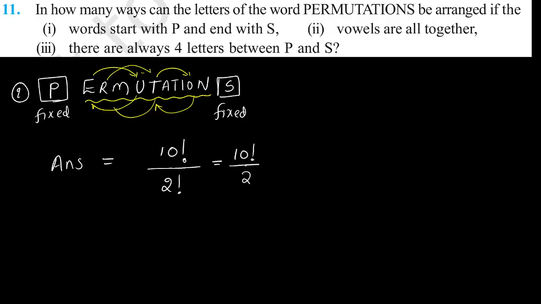Because 10 factorial is 10 into 9 into 8 into 7 into. If you want to do the multiplication, okay, you can do it. Otherwise, you can stop here. 10 factorial by 2 is the answer of the first question. Everyone is okay? Shivani, Deva, Ashlyn. Clear? Yes, sir.